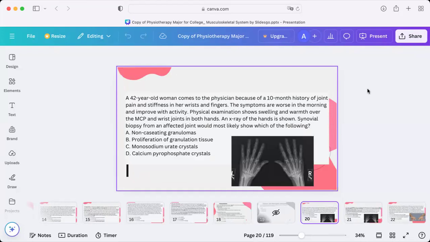We have a 42-year-old woman that comes to the physician because of a 10-month history of joint pain and stiffness in her wrists and fingers. The symptoms are worse in the morning and improve with activity. Physical examination shows swelling and warmth over the MCP and wrist joints of both hands. An X-ray of the hands is shown. Synovial biopsy of the affected joint would most likely show which of the following? Is it non-caseating granulomas, proliferation of granulation tissue, monosodium urate crystals, or calcium pyrophosphate crystals? This question was also a little bit more difficult, but again, I want you guys to be prepared for anything and everything.